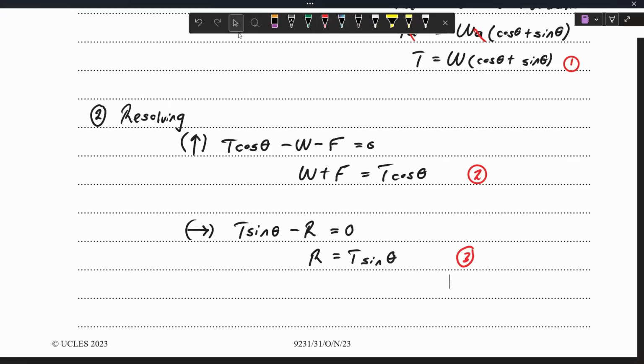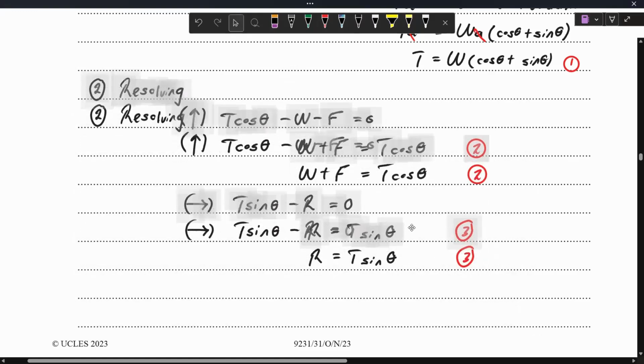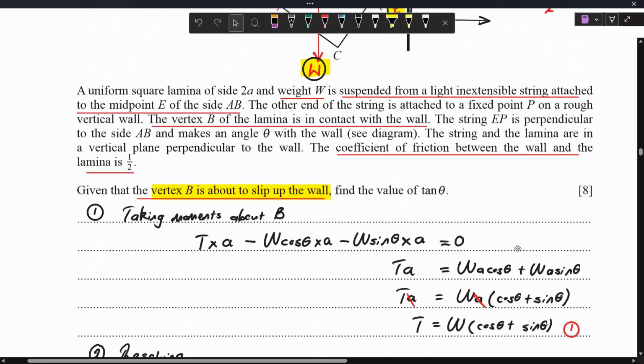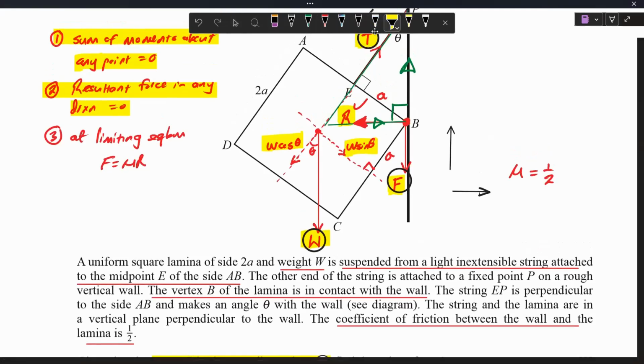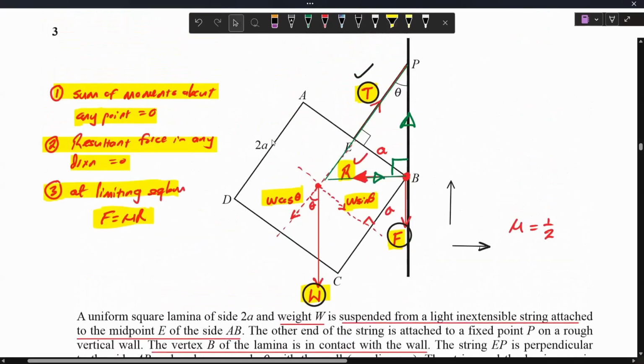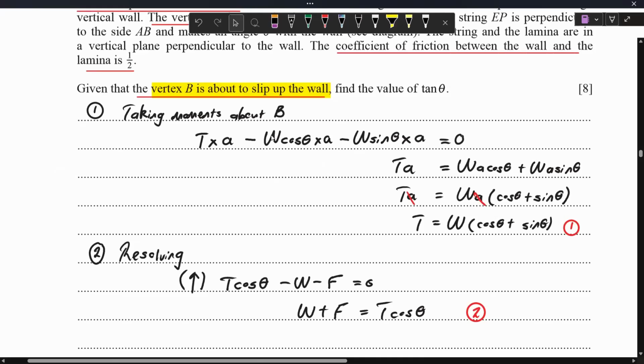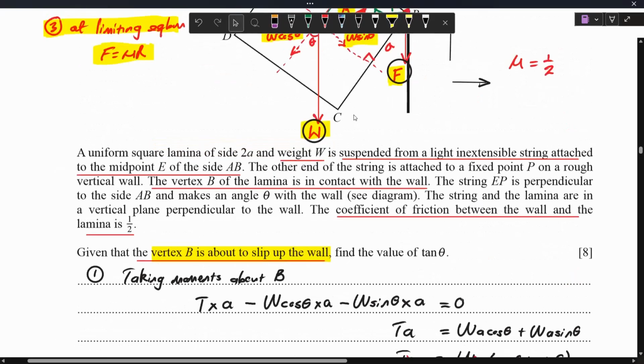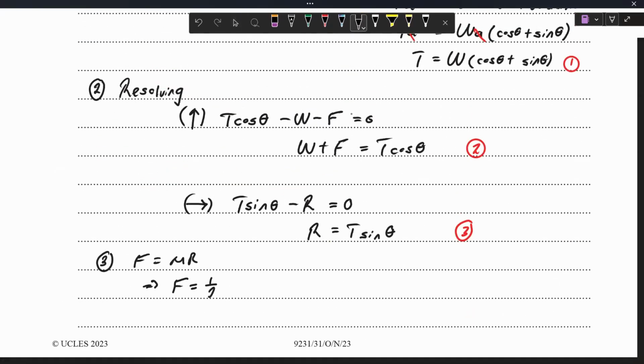Just going to move this a little, maybe upwards, so that we can be economic with our space. Let's move on. One more thing to consider is that at limiting equilibrium, F is equal to mu R. So number 3 is F equals mu R, which means F is equal to mu, the coefficient of friction. We've been told that is a half. So F is equal to half of R. Let's call this number 4.